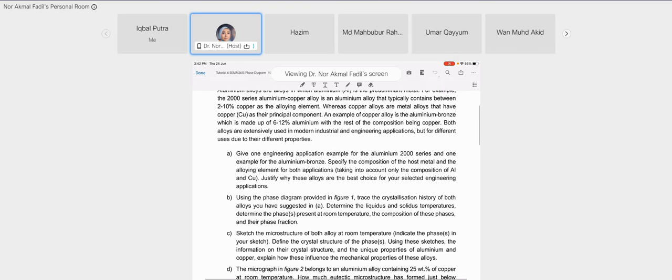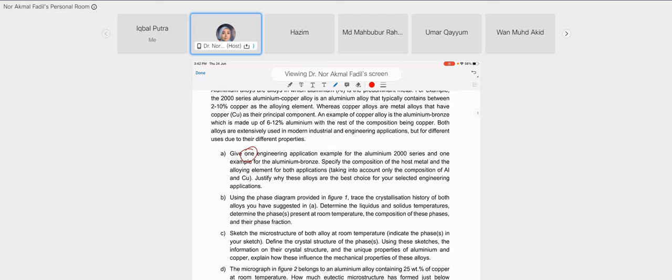Okay, give one engineering application example for the aluminum 2000 series and give one engineering specific. You need to answer one application only. Jangan bagi banyak-banyak macam tak jelas, sama-sama, ini boleh ini boleh ini boleh ini. No. One engineering component, engineering application only, and one example of aluminum bronze. Specify the composition of the host metal and the alloying element for both applications, taking into account only the composition of aluminum and copper only. Okay. Justify why these alloys are the best choice for your selected engineering application. All right.